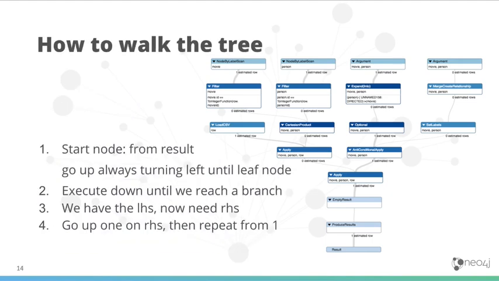So how do you interpret this? Well, we walk the tree by finding the upper leftmost node, so we'll keep on going left until we reach a leaf node. LOAD CSV is where we start. And then we'll move down until we reach a branch. And we've got the left-hand side of it, but we now need the right-hand side. So we'll move up one, and we'll once again go to the top and the left, to the nearest leaf node. It's a node by label scan on movies.